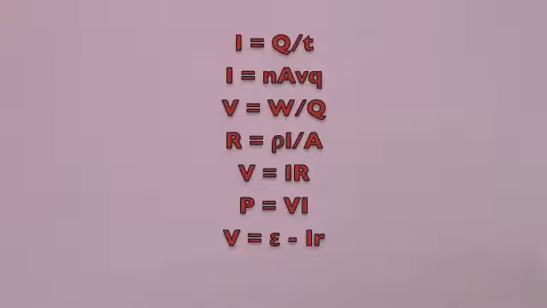R is rho L over A, that's the resistance is the resistivity times the length divided by the area of a wire. V equals IR, that's Ohm's law. P, the power, is voltage times current. The voltage in a circuit will be the EMF of the battery minus Ir, which is the current in the circuit times the internal resistance of the battery.